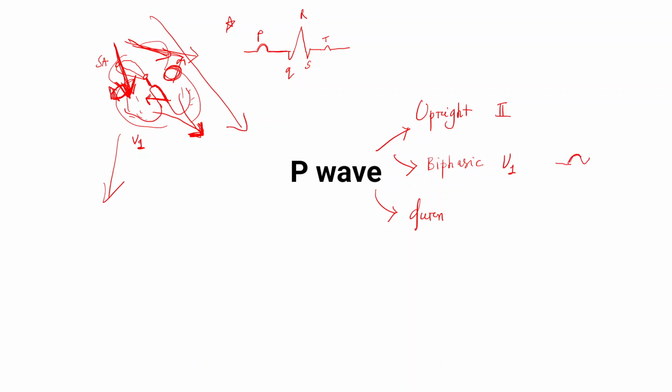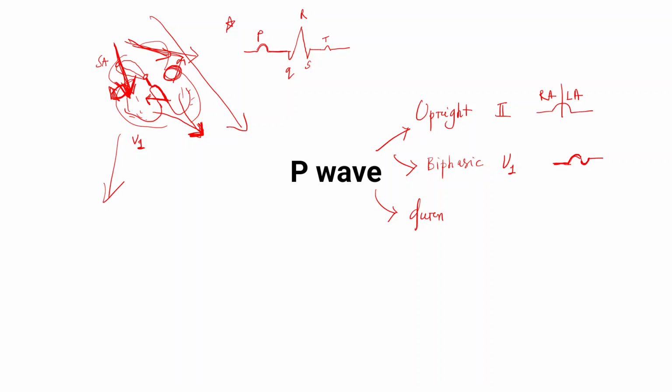The first part represents the right atrium depolarization. The second part represents the left atrial depolarization. In lead 2 it is upright, of course, and the first part represents the right atrium, and the second part represents the left atrium. Okay, so this is about morphology.